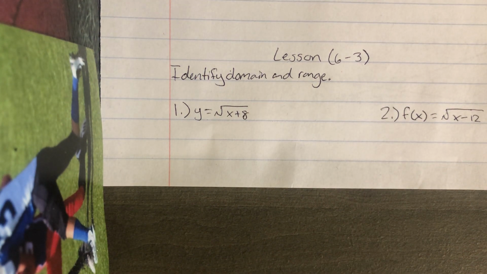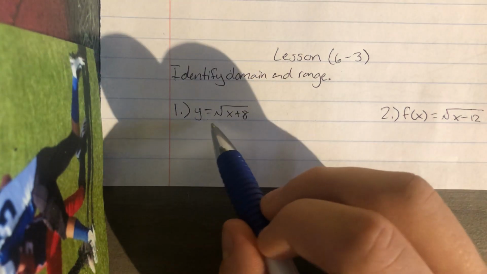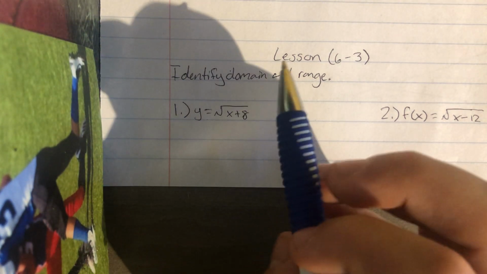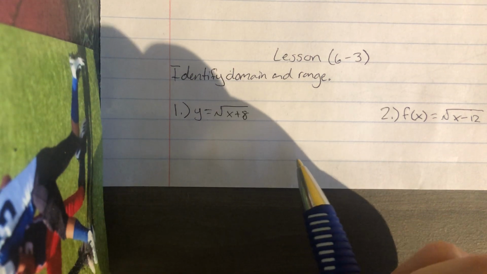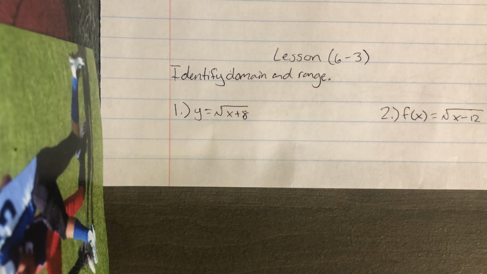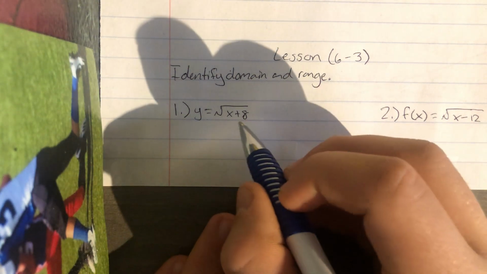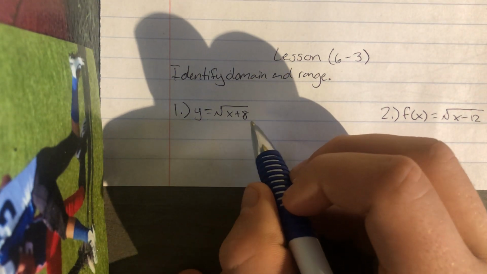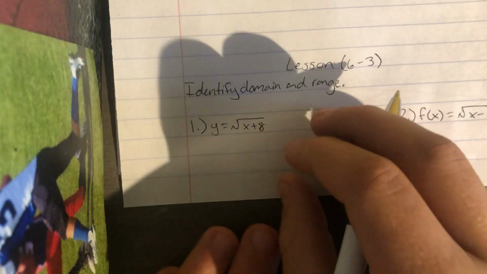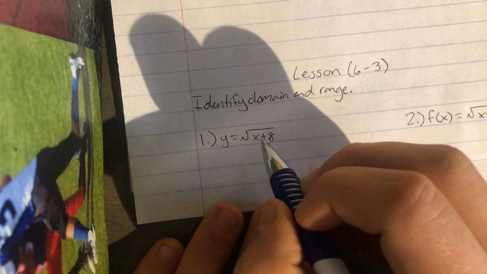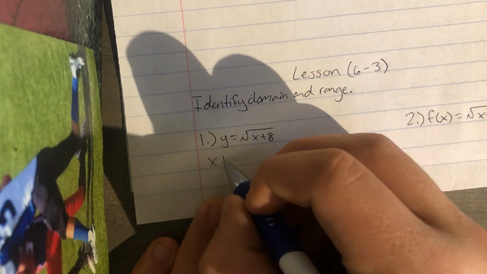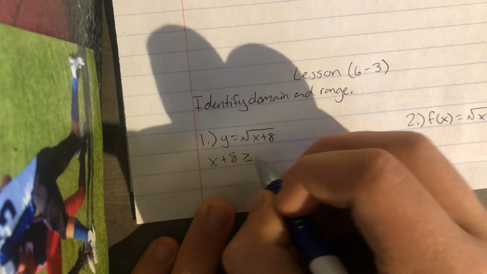Now we're going to do lesson 6.3. This is about the square root functions and inequalities. So for this first one, we have y equals the square root of x plus 8. And we have to identify the domain and range. Here's how you find the domain. You take what's inside of here and you make it greater than or equal to 0. So here's what I mean. So you have x plus 8. x plus 8 is greater than or equal to 0.